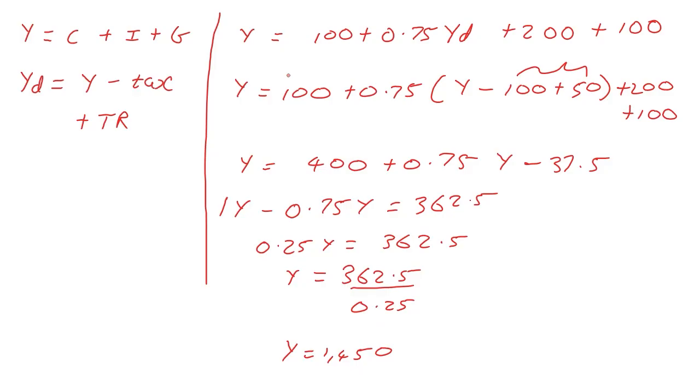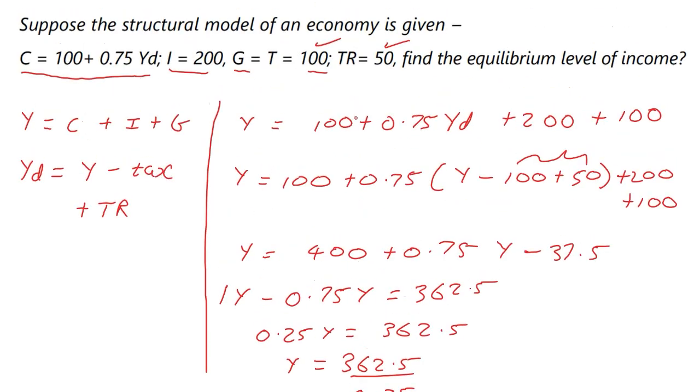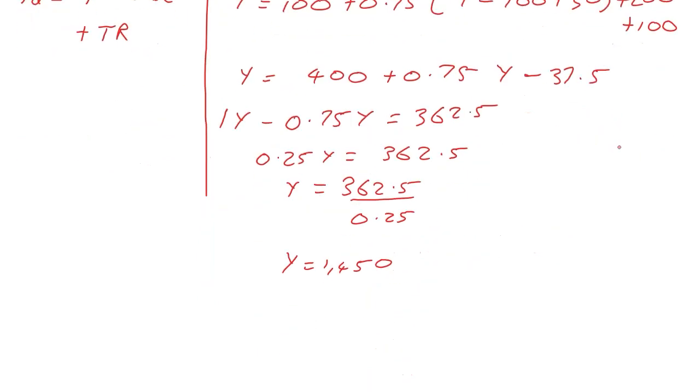Therefore, your equilibrium level of income is 1450. And with that, we are done with the question.